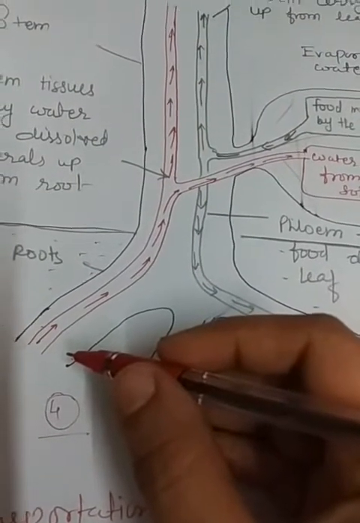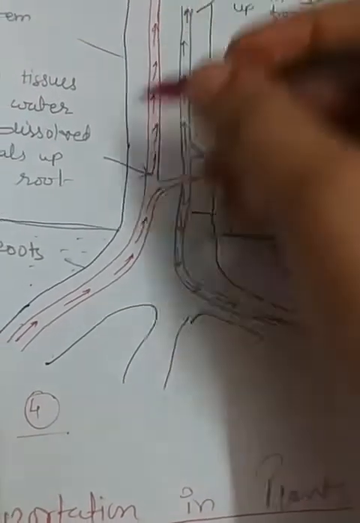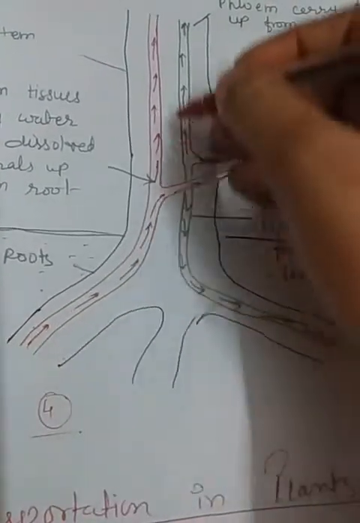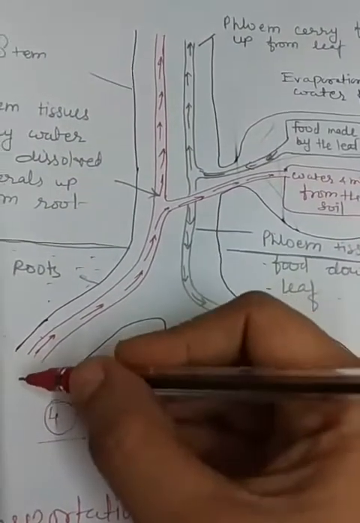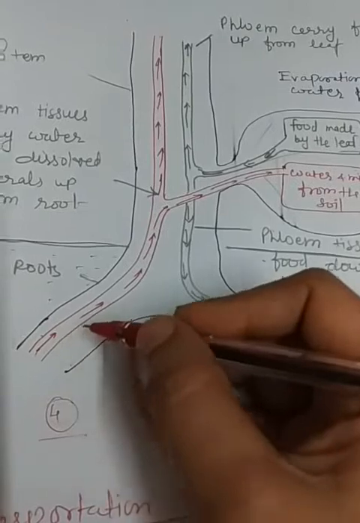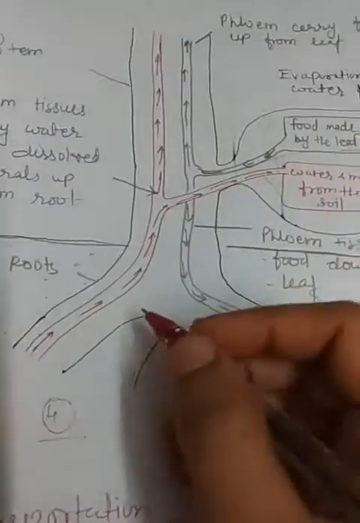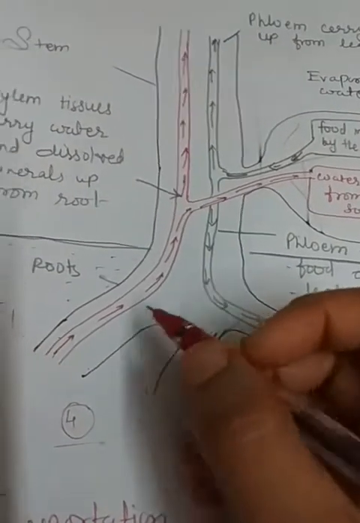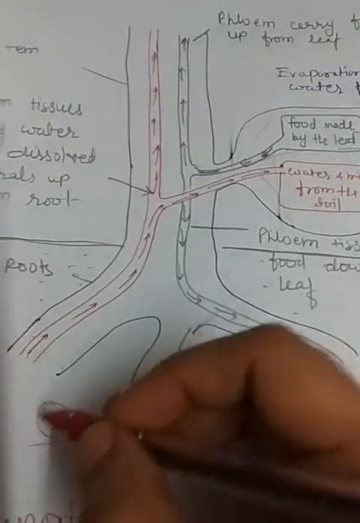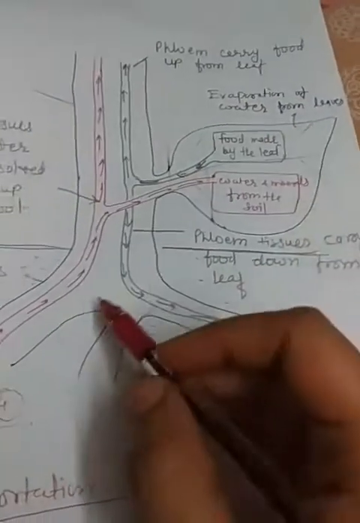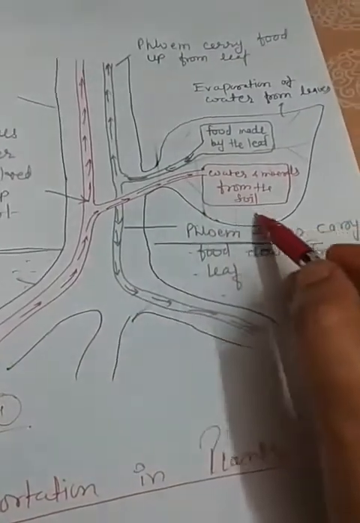Transport in xylem is unidirectional, meaning from bottom to top. Xylem mostly occupies the center of the vascular bundles, whereas the phloem occupies the edges of the vascular bundle. So xylem transports water and minerals from the root to the leaves. Here you can see it transports water and minerals from the roots to the leaf.